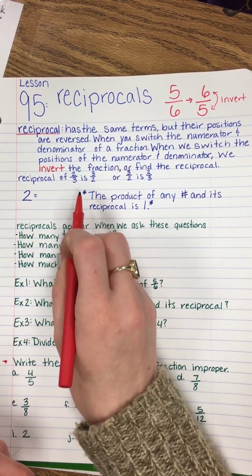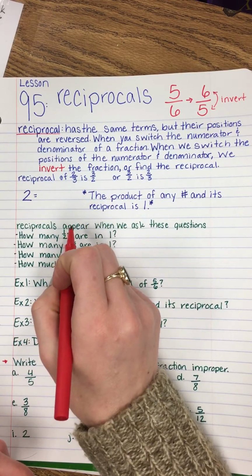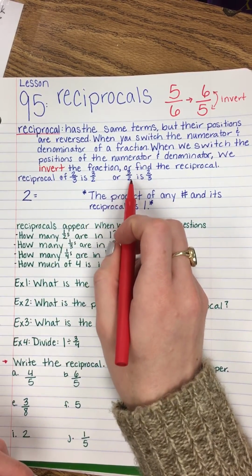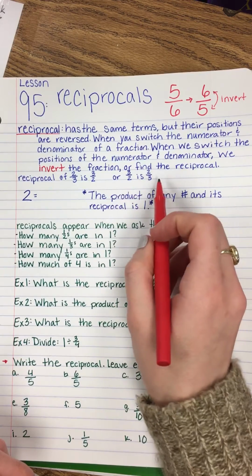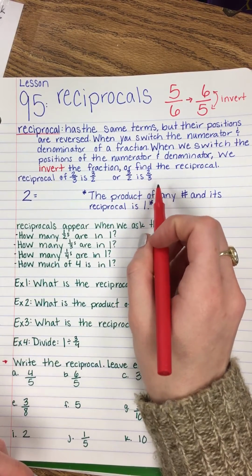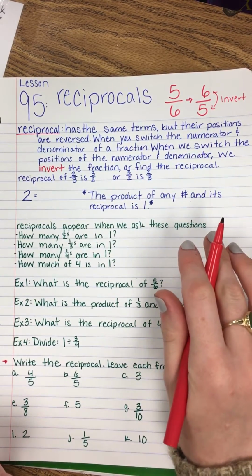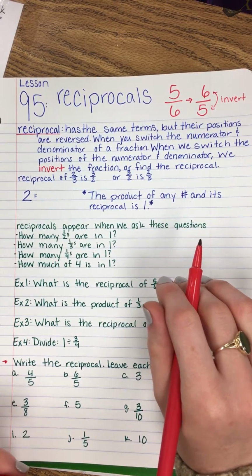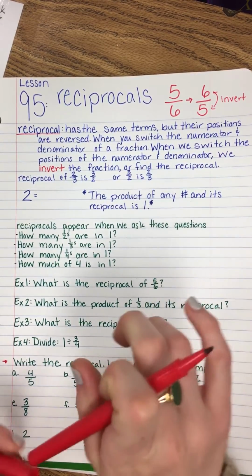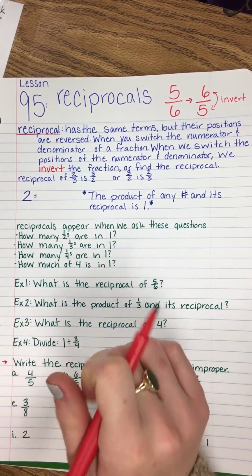So here's another example. The reciprocal of 2/3 is 3/2, or the reciprocal of 3/2 is 2/3. All you do is switch the numerator and the denominator. Doesn't that seem too easy to be 5th grade math? That is because you guys are masters at math.